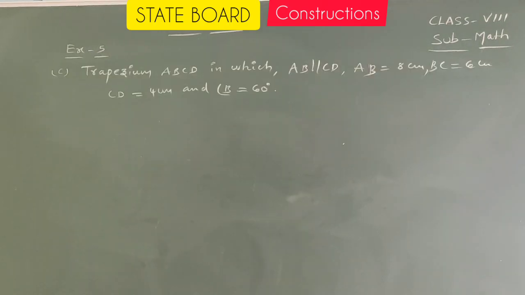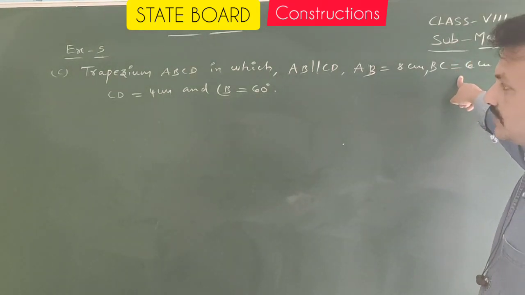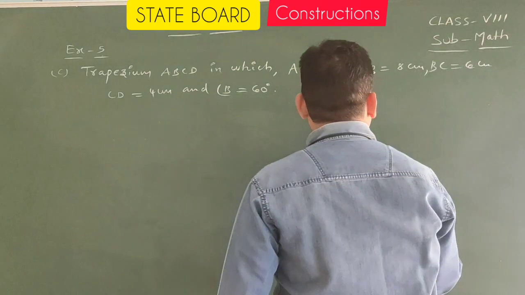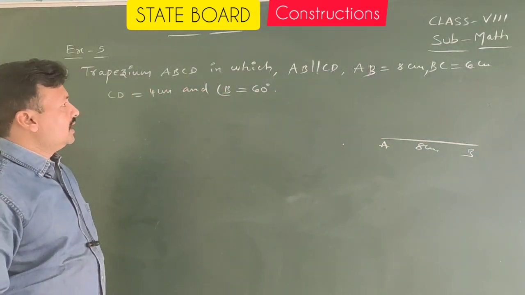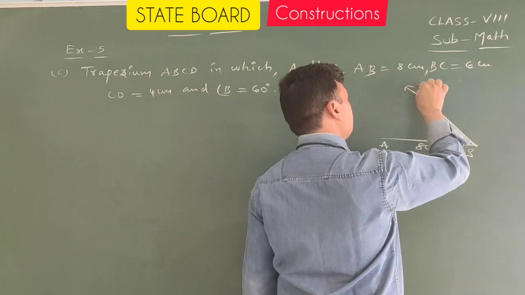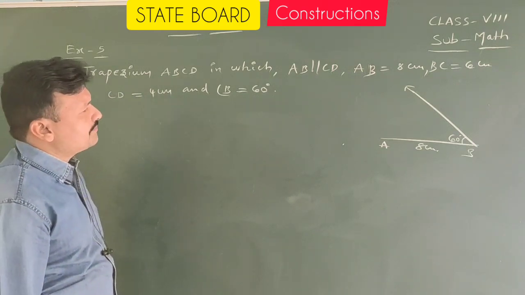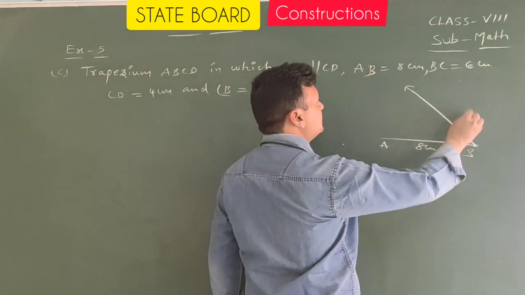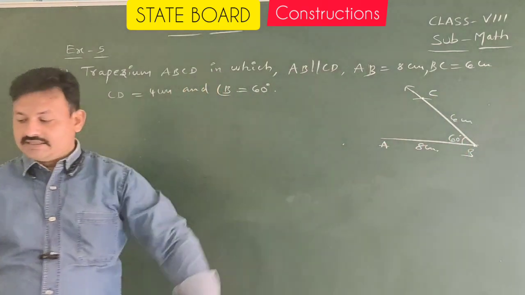Next, we construct a trapezium ABCD, in which AB parallel to CD. Here AB equal to 8 centimeters, BC equal to 6 centimeters, CD equal to 4 centimeters, and angle B equal to 60 degrees they gave. So, for the construction of this one, first of all, AB 8 centimeters and angle B 60 degrees. So, inside. Outside means 120, inside means 60 degrees. So, here 60 degrees. Next, with center B, take 6 centimeters and draw an arc. Now, with the center C, construct parallel lines.